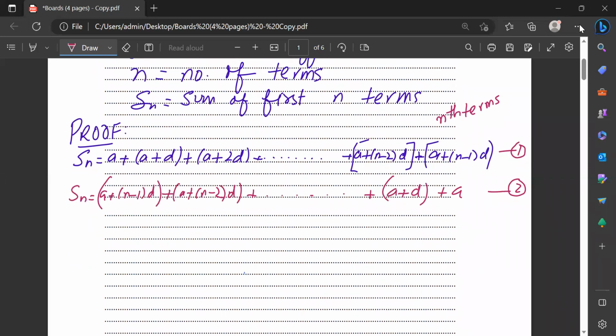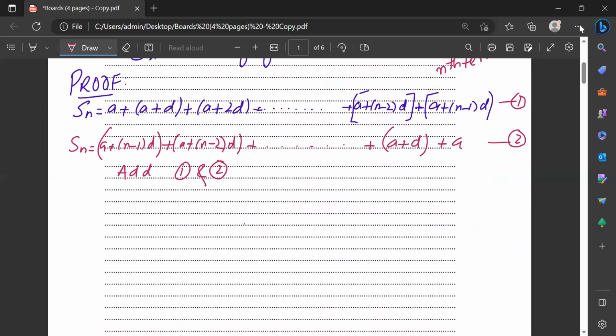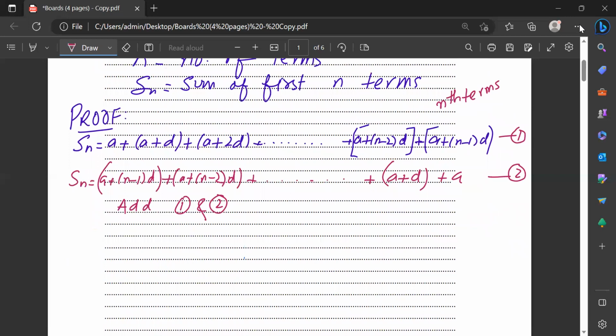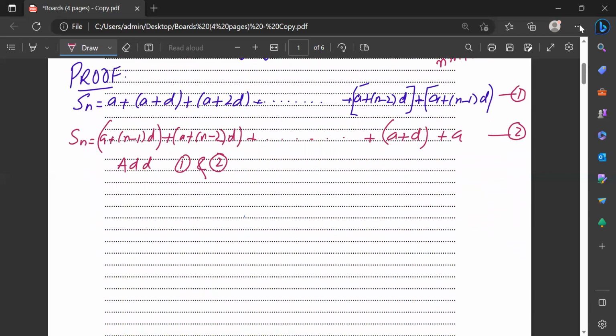Next, I'll add equations 1 and 2. The left side will be added to the left side and the right side to the right side. When we add left side to left side, we get Sn plus Sn, which is 2Sn.